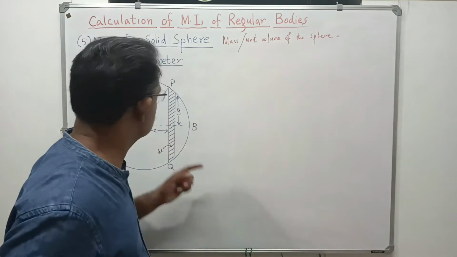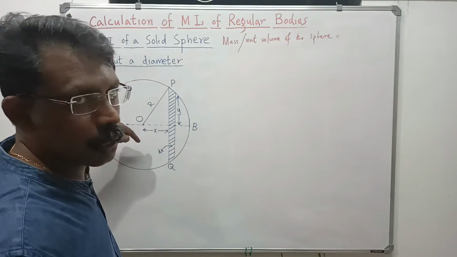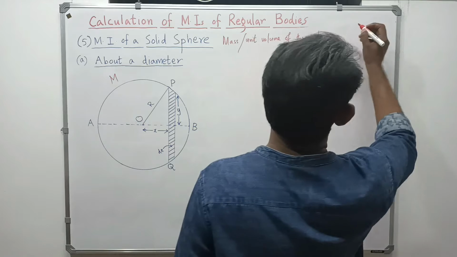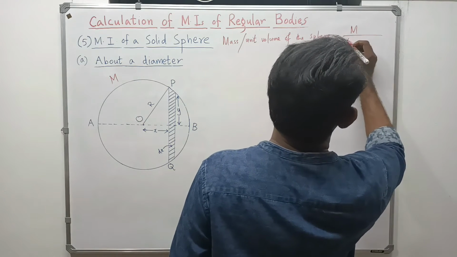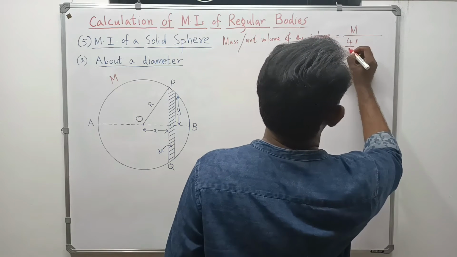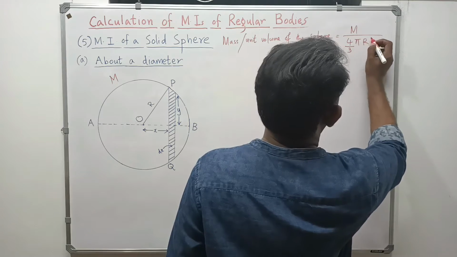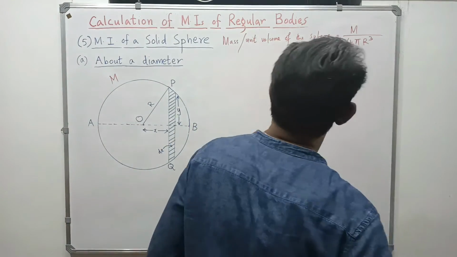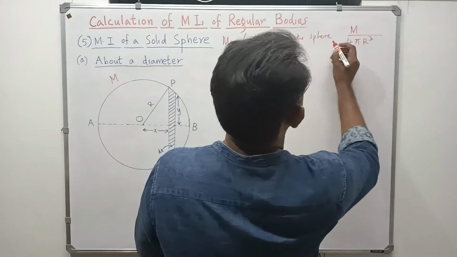So what is the mass? Mass is m, radius is r. You know that the volume of this sphere is 4 by 3 pi r cube. So I can write mass per unit volume as m by 4 by 3 pi r cube. This can be designated as rho.